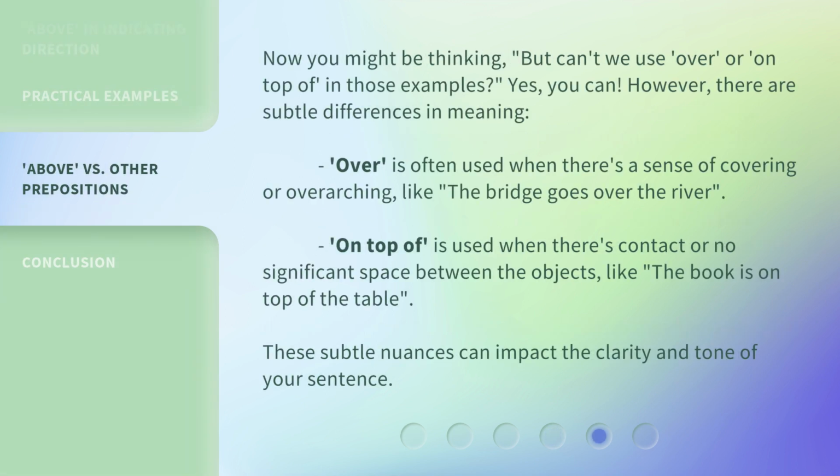Now you might be thinking, but can't we use "over" or "on top of" in those examples? Yes, you can. However, there are subtle differences in meaning. "Over" is often used when there's a sense of covering or overarching, like, "The bridge goes over the river." "On top of" is used when there's contact or no significant space between the objects, like, "The book is on top of the table." These subtle nuances can impact the clarity and tone of your sentence.